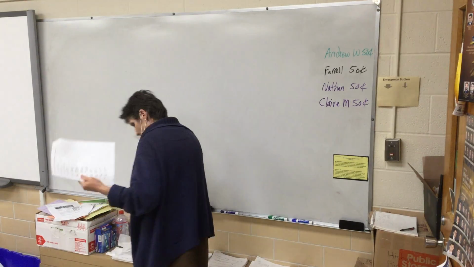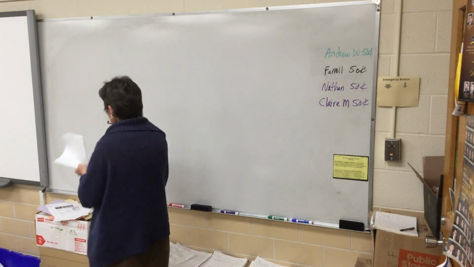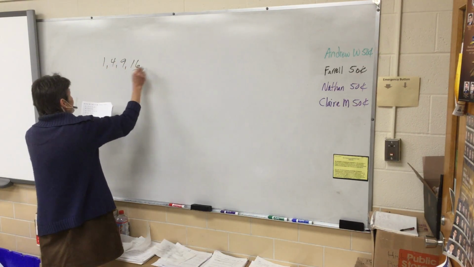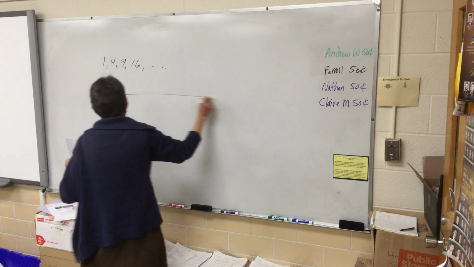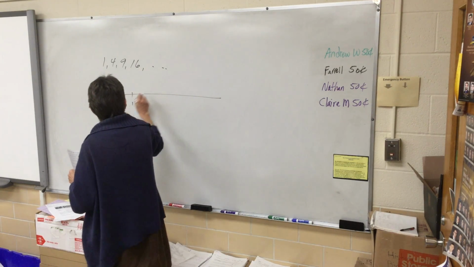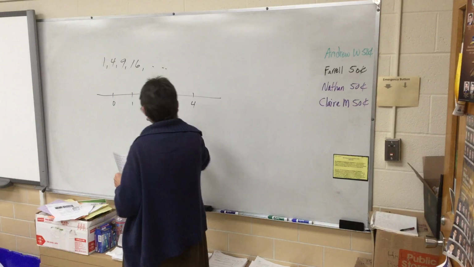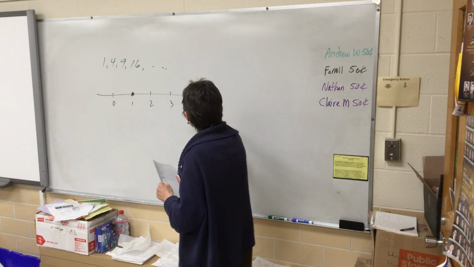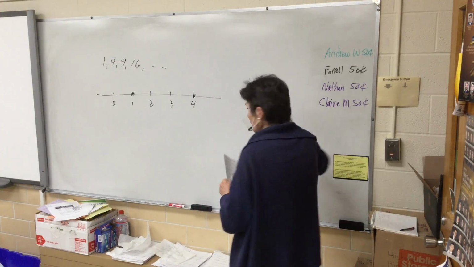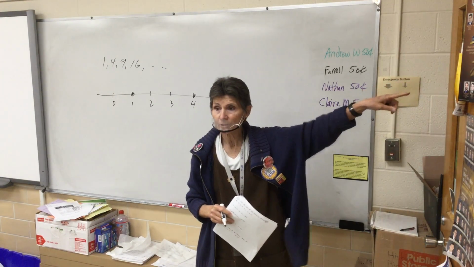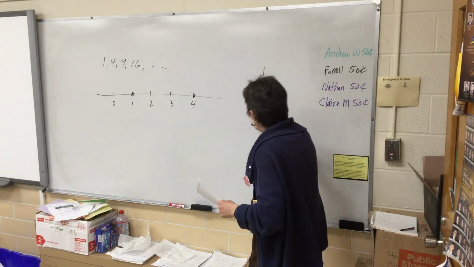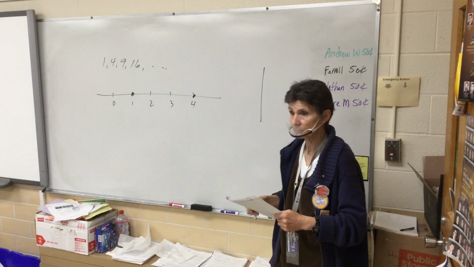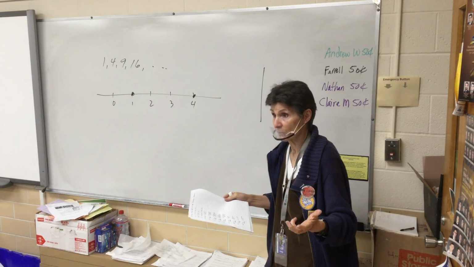If I were to start plotting the points 1, 4, 9, 16, and so on, if I were to look at those on a number line, here's a number line. If I were to start plotting these points on the number line, would they just keep on going forever and ever and ever? Or is there like at some place out here a wall they won't go past? What's going to happen to these numbers? They're going to keep going, right?